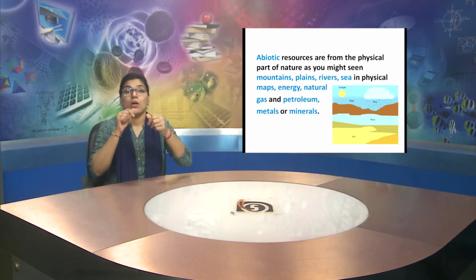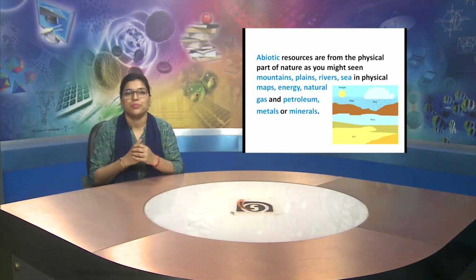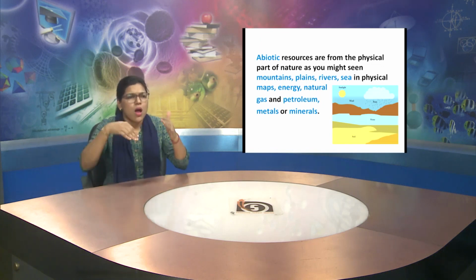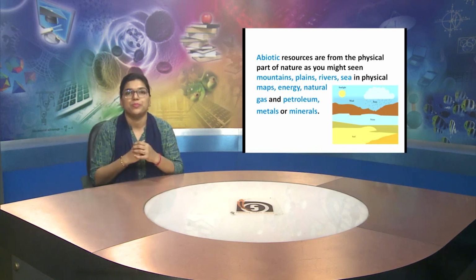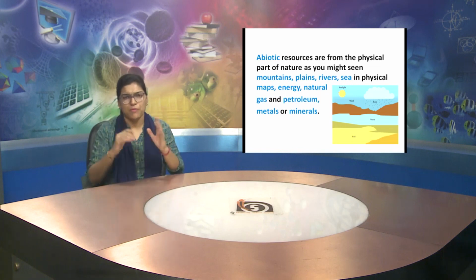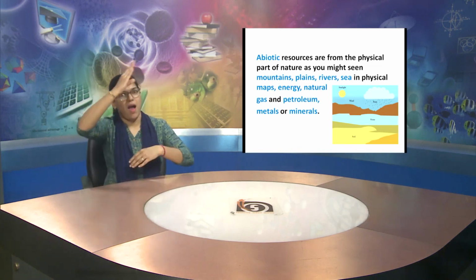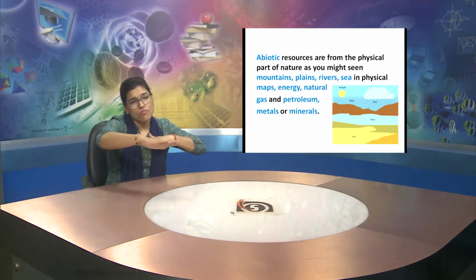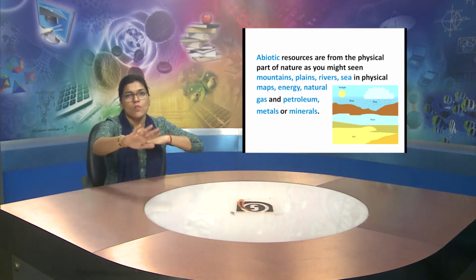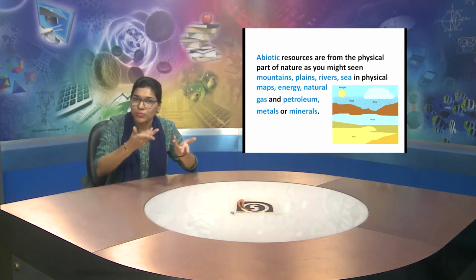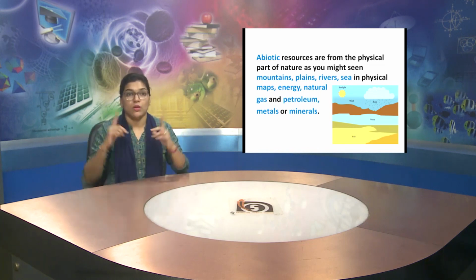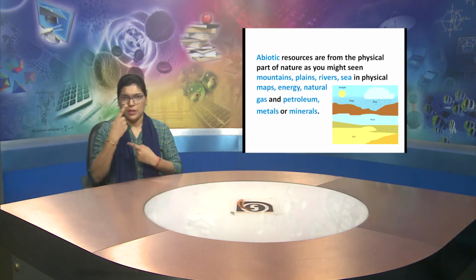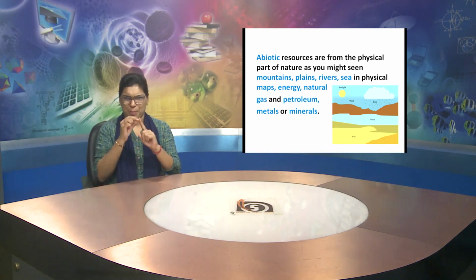Just as we understood the two main categories, abiotic and biotic resources, let us now understand a little more about the abiotic resources. These abiotic resources, as you all know, are in the environment, which are the physical part of nature. As you might have seen some of the natural places like this. In the image, you can see on the screen all these abiotic resources.